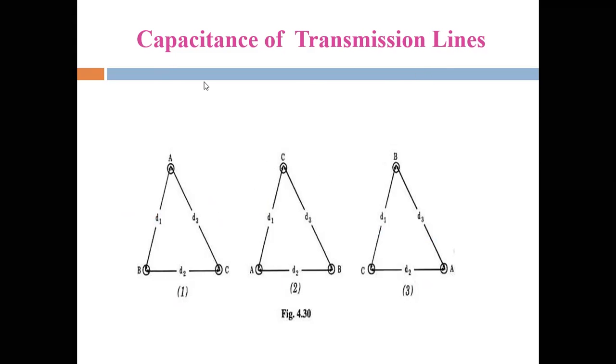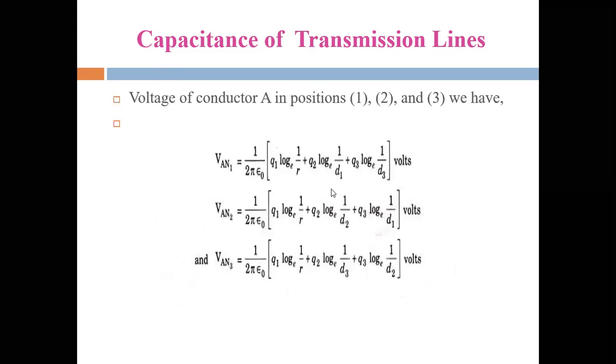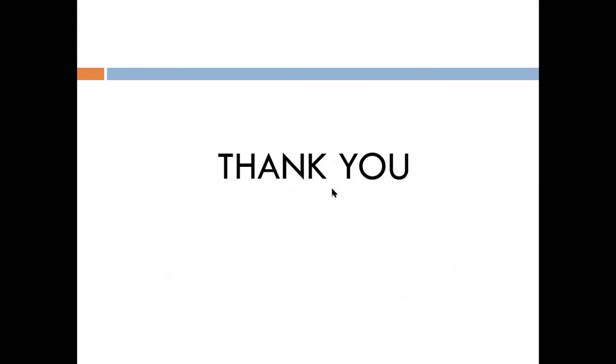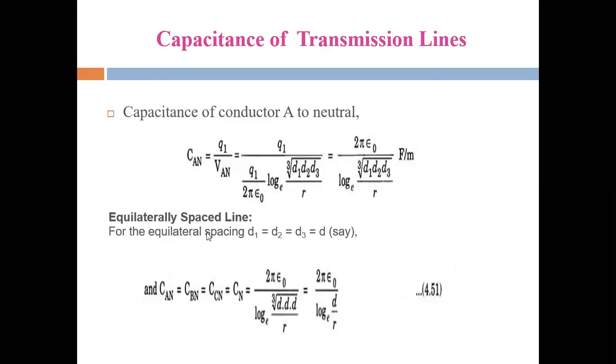Okay, therefore, for the equilateral spacing, D1 is equal to D2 is equal to D3 is equal to D. Then CAN is equal to CBN is equal to CCN. Why are we taking them equal? All the distances from conductor A to B, B to C, and C to A are D.